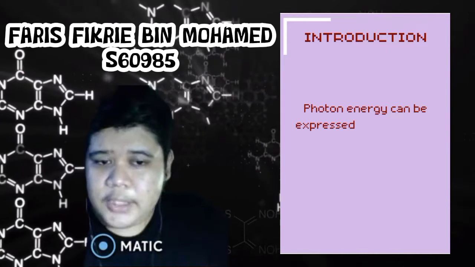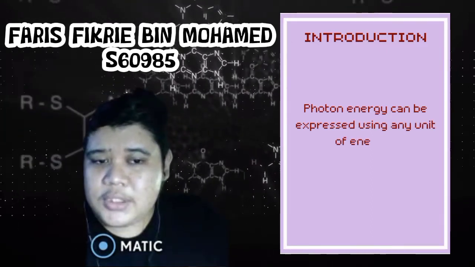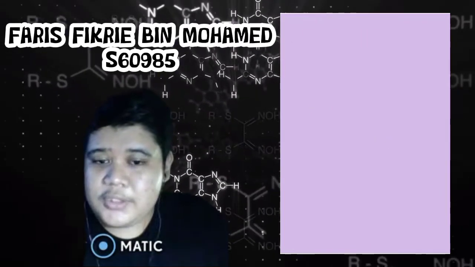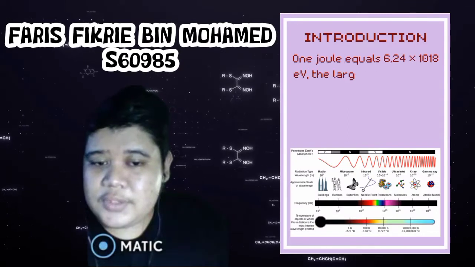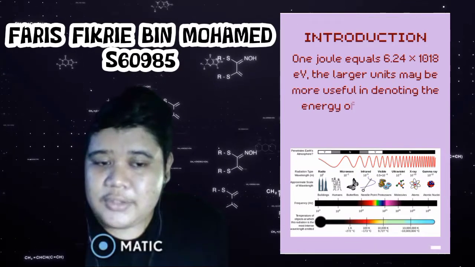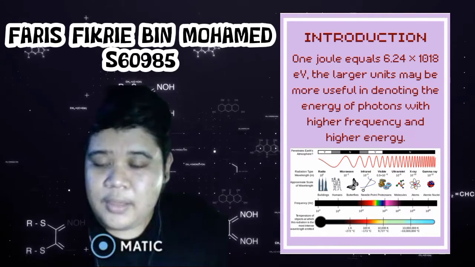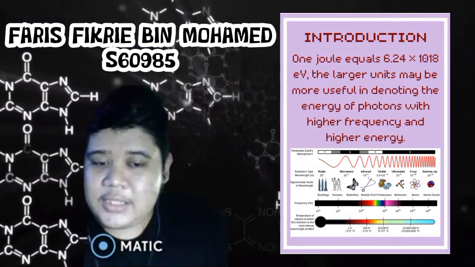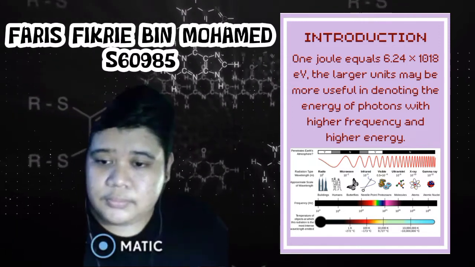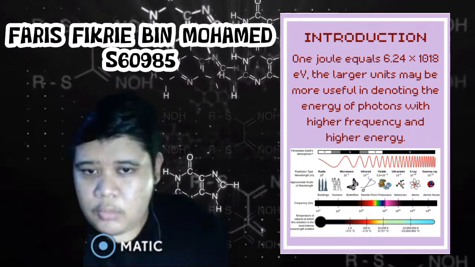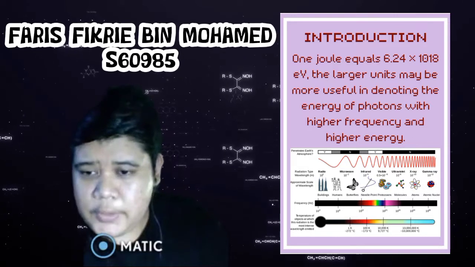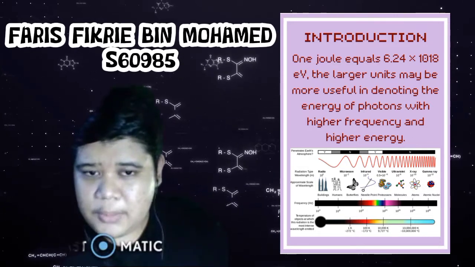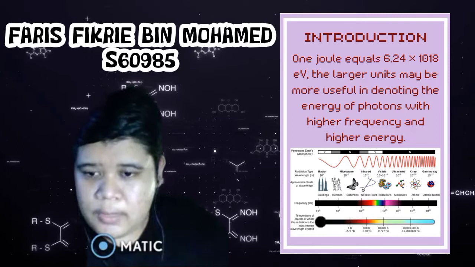Photon energy can be expressed using any unit of energy. Among the units commonly used to denote photon energy are the electron volt and the joule, as well as multiples of the joule itself, such as the microjoule. 1 joule equals 6.24 multiplied by 10 to the power of 18 electron volts.